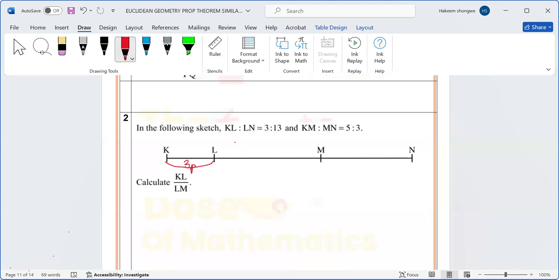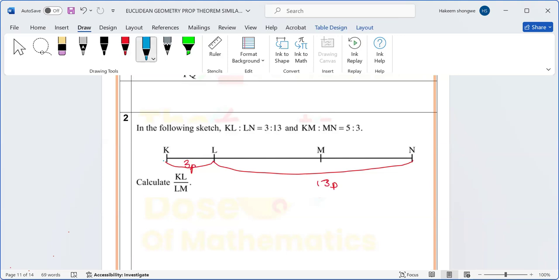And then they say from L to N, this is 18 parts. All in all, should you have 16 parts? Yes, because you should also remember that when you are doing this.